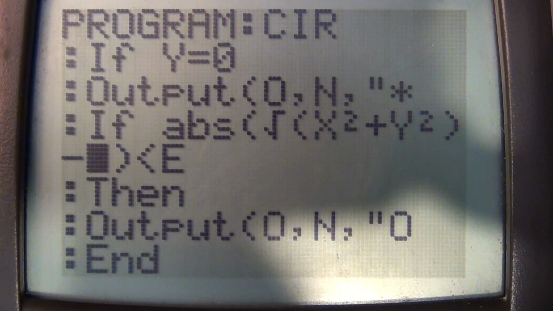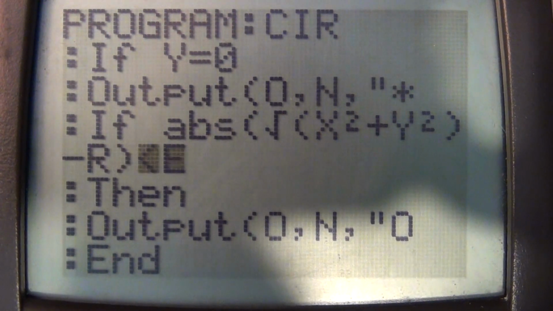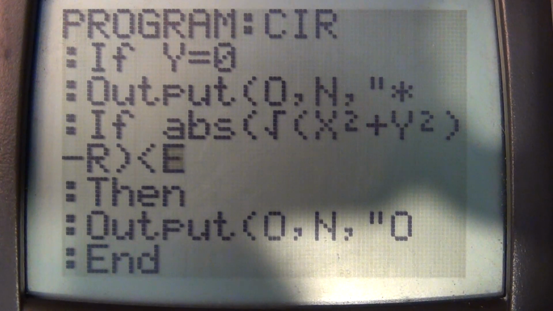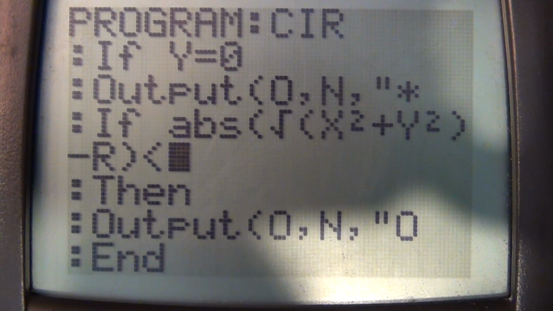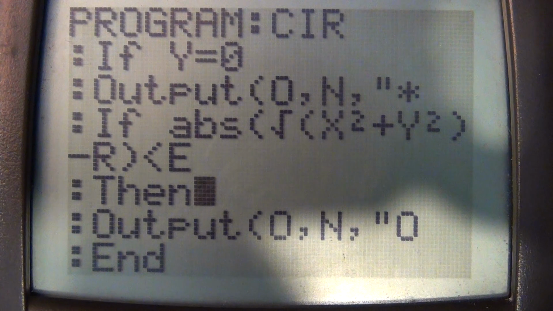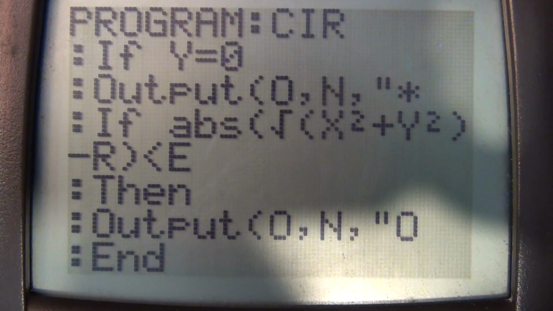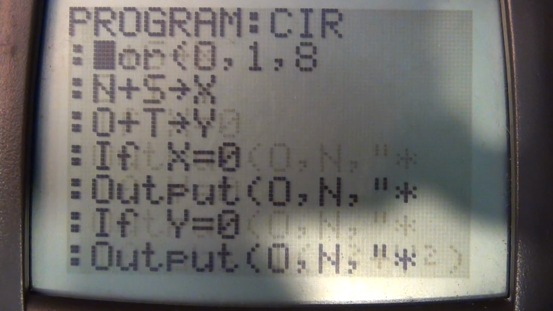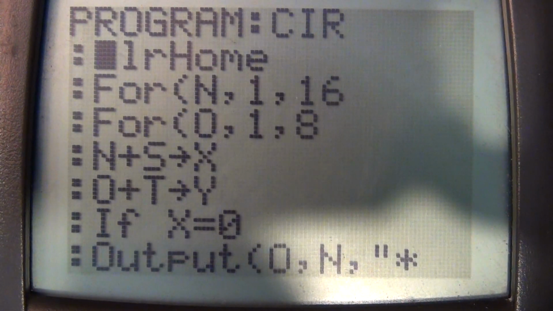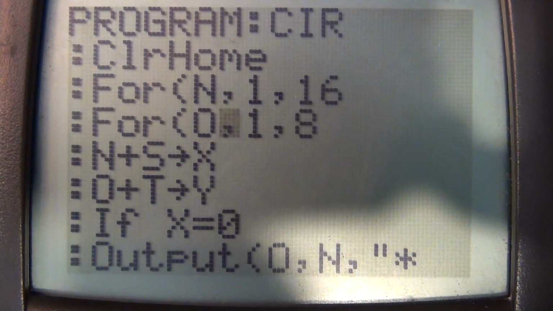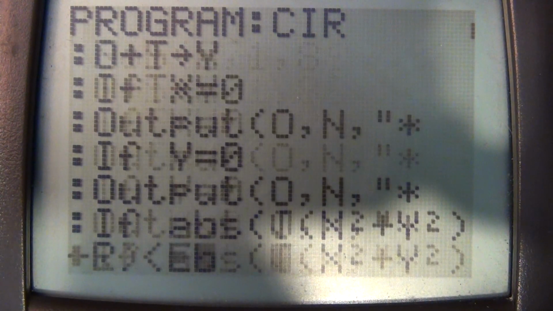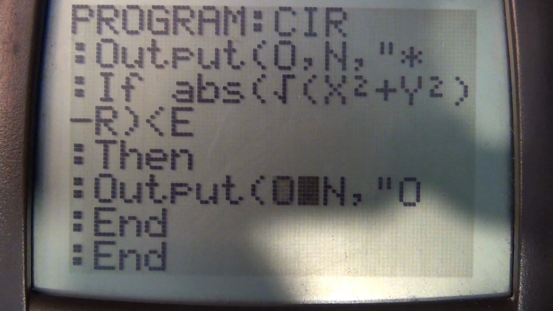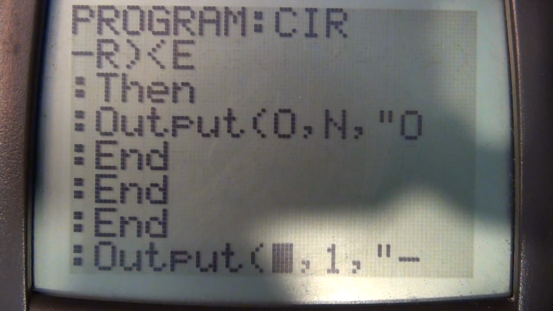And if it's within a certain range, within E, then it's considered a pixel that's part of the circle. So if it is, then of course we print out an O at the coordinates that we're going through. And remember we calculated O and N. Those are just the screen coordinates. So that's why we're printing an O there. So that's inside our loop.